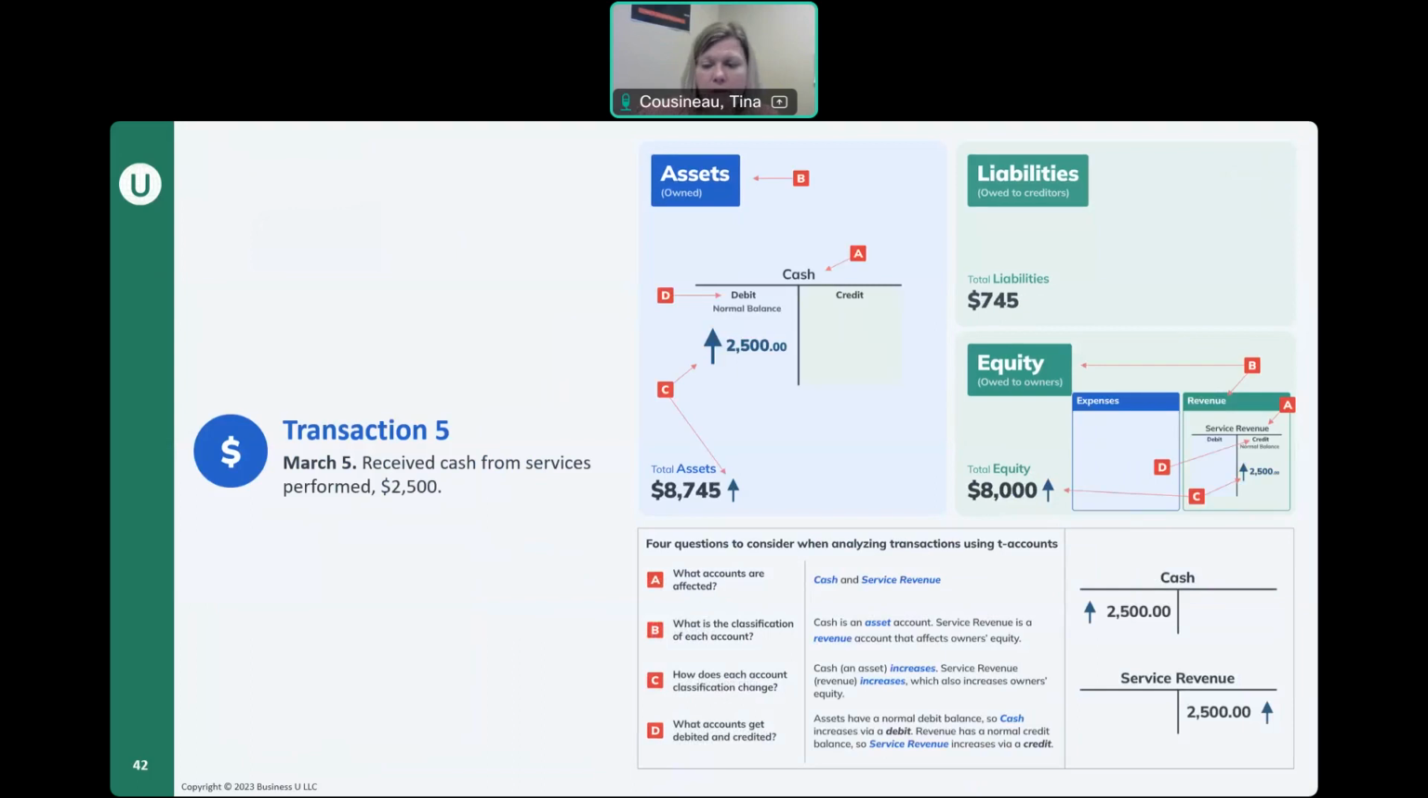So let's look at our accounts impacted. We know cash is impacted and our service revenue. Cash is an asset account and service revenue is a revenue account that impacts owner's equity, okay? So cash increases, service revenue increases, which also increases owner's equity. Assets have a normal debit balance, so cash increases via a debit. Revenue has a normal credit balance, so service revenue increases with a credit.